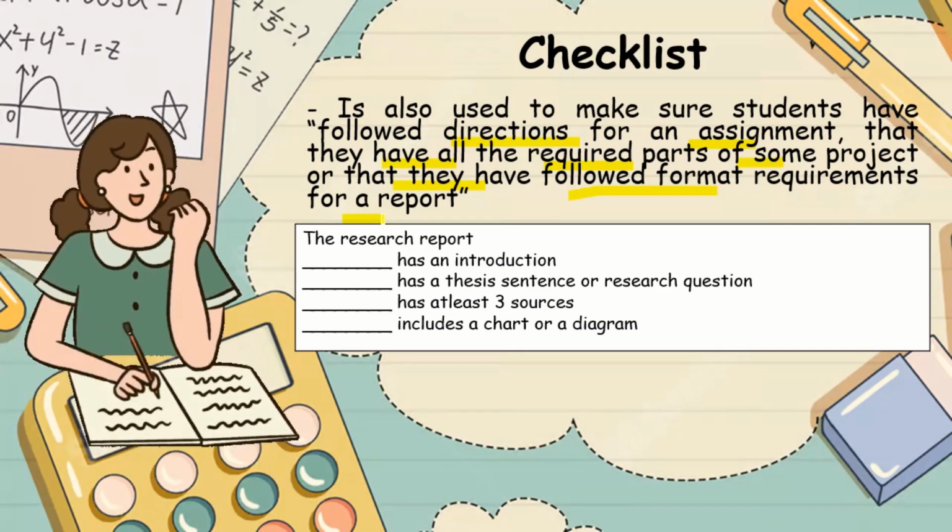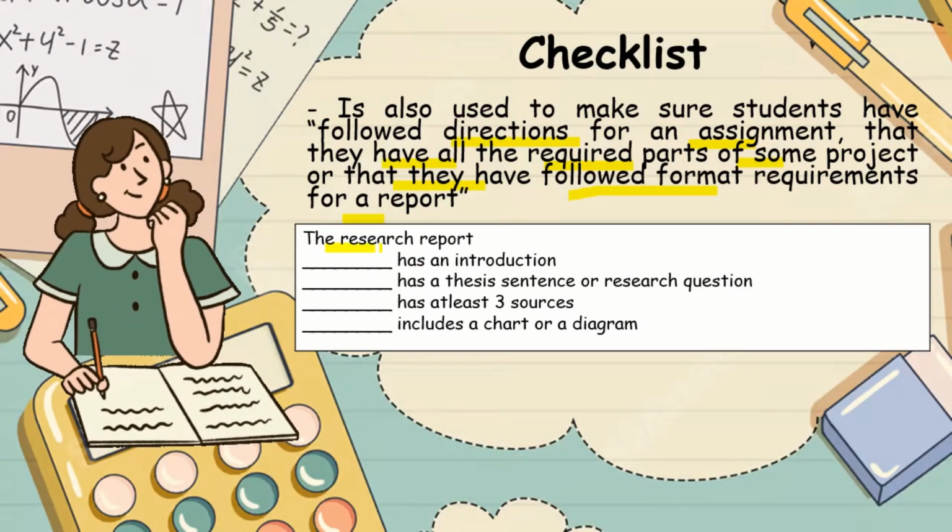So I want you to focus here on our figure. This is the research report checklist. For example, the research report has an introduction. If it has, you just put a mark here, or a check. It has a thesis sentence or a research question, and so on.